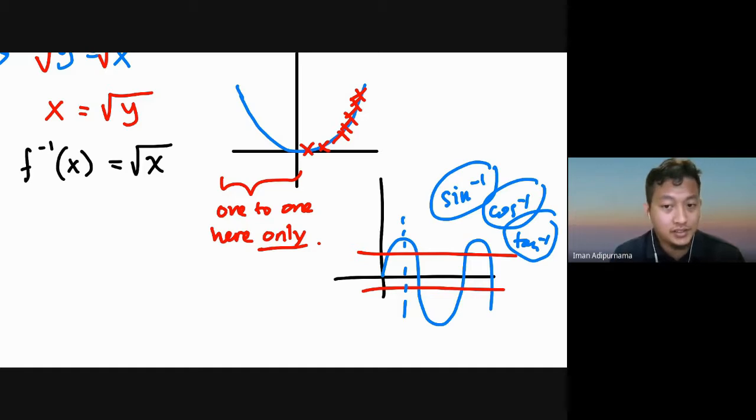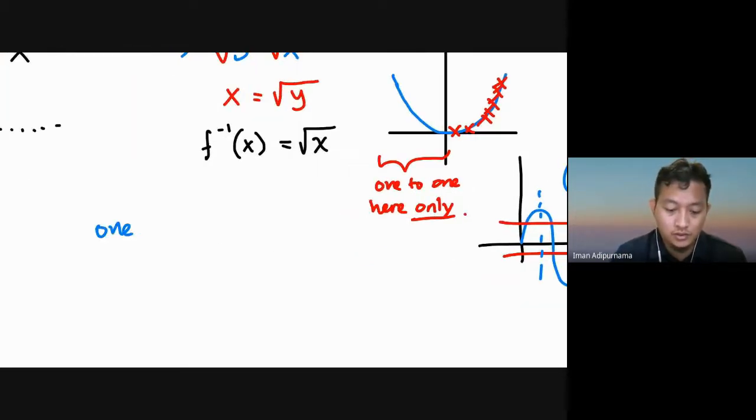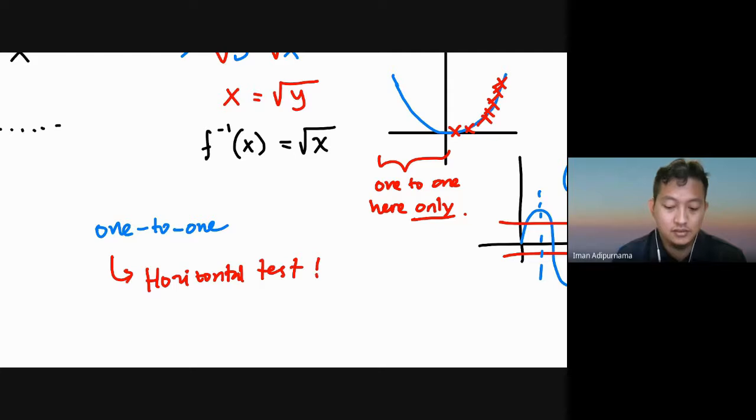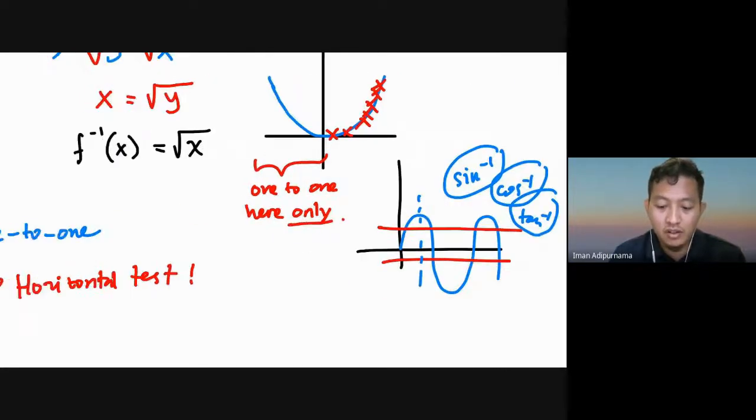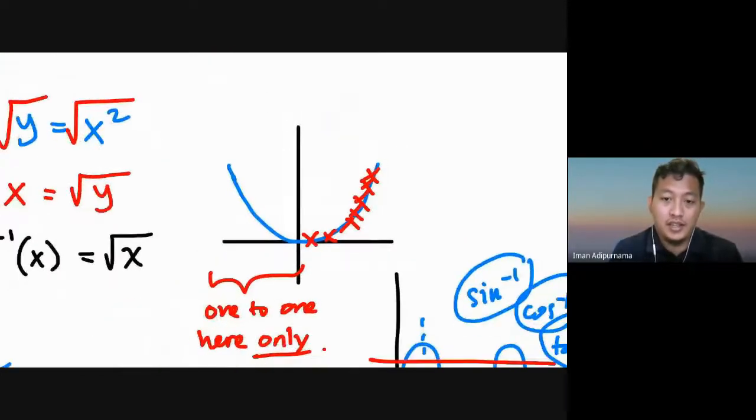Because we already set the definition that for one-to-one, you need to have the horizontal test, right? But with the horizontal test, we can set up which domain it can be. So not in the whole domain will it be one-to-one. This is also not the case.